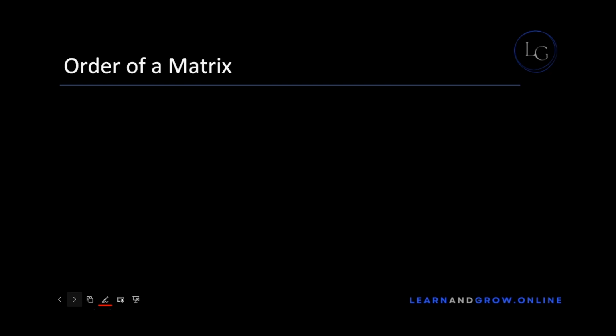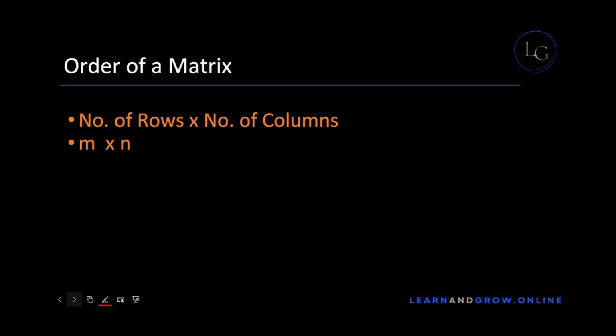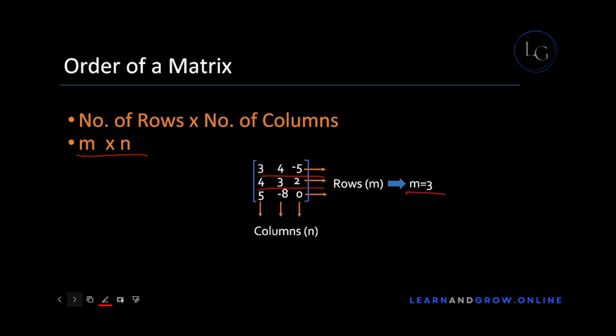Now let's see what the order of a matrix is and how to find it. The number of rows and the number of columns in a matrix is the order of a matrix. M by N is a way to write the order of a matrix. Let's explain this with an example. In this example, we will first see how many rows are in this matrix. As you can see, we have 3 rows here. And then we will see how many columns we have, and in this case, that is also 3. So we will say that the order of this matrix is 3 by 3.